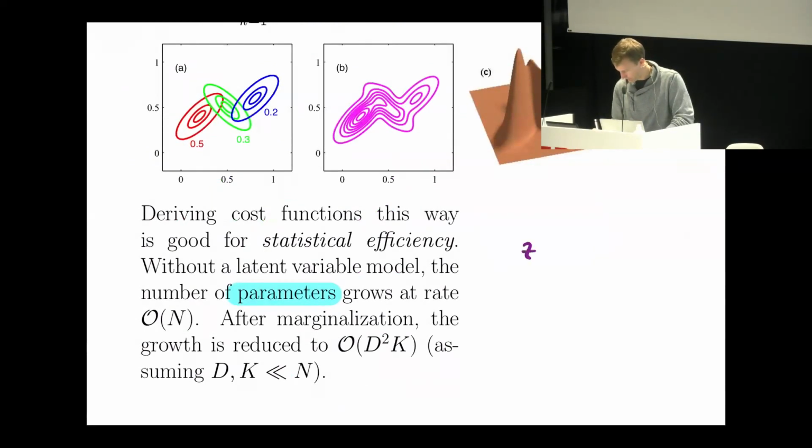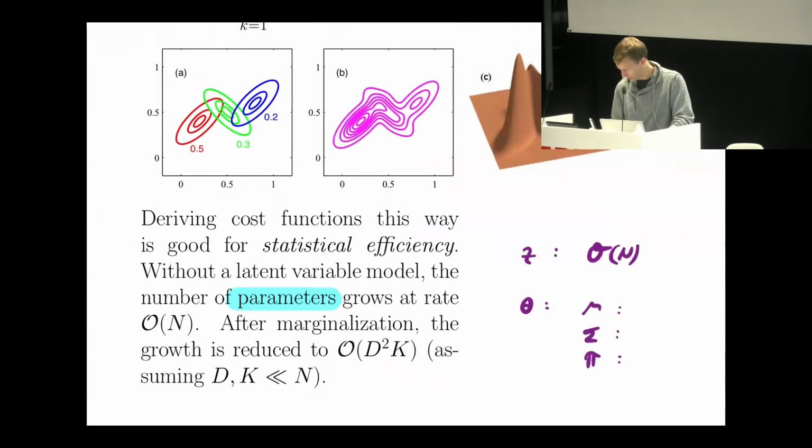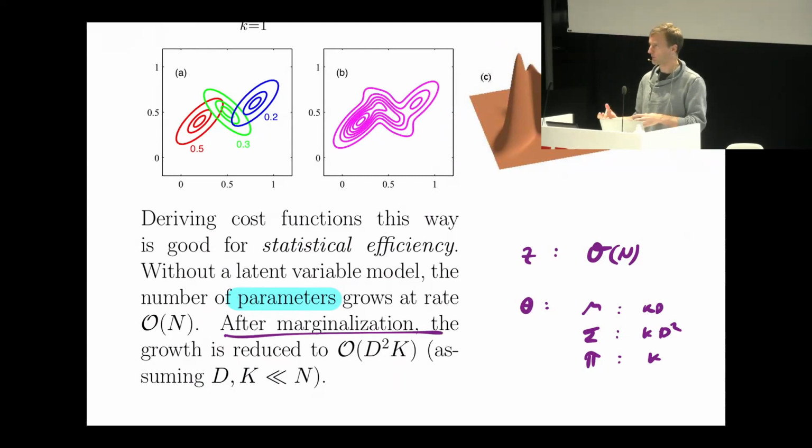So how many of these z's are there? This is order of n. I ignore the k here. And then the other parameters are much fewer, right? There was the mu, the sigma, and the pi. None of this depends on n. This was k times d squared, k. So none of this depends on n, which is nice. So after the marginalization, we seem to have a problem which is a bit more tractable.